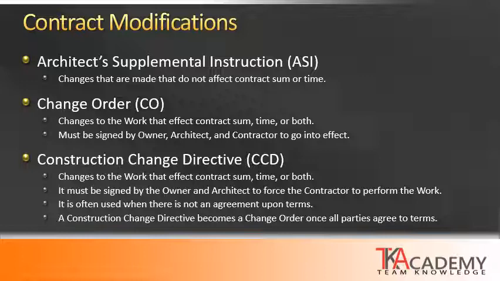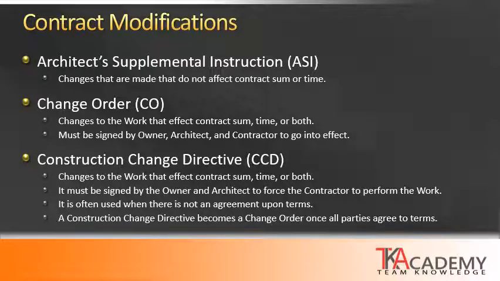The final type of modification is called a construction change directive, a CCD. In some jurisdictions, this has been also referred to as an emergency change order. This is a change to the scope of work that will affect the contract sum, time, or both. It is signed by the owner and architect to force the contractor to perform the work. So this is used when there's not agreement upon terms.